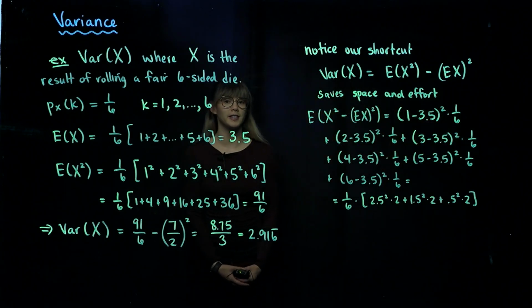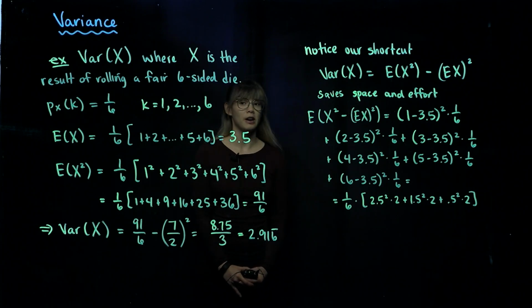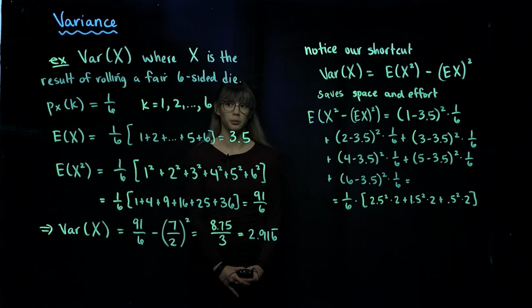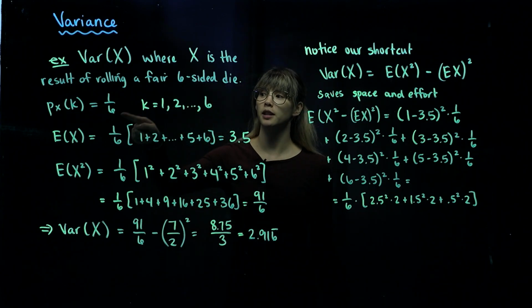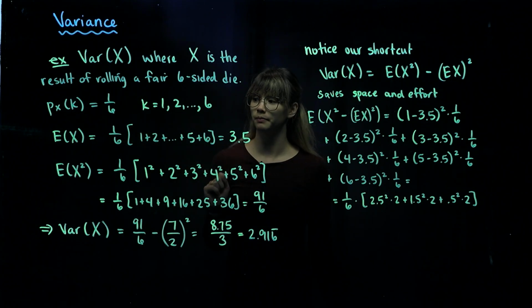Let's do one more variance calculation, but this time we're going to do it for a discrete random variable rather than a continuous random variable. All right, so the variance of x is what we're going to calculate, where x is the result of rolling a fair six-sided die. What this means is that the probability of seeing a 1 is 1/6, the probability of seeing a 2 is 1/6, and so on.